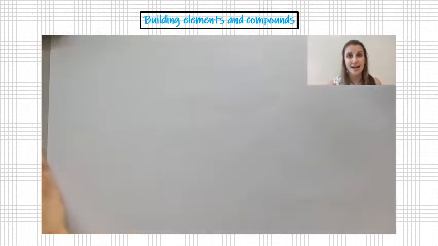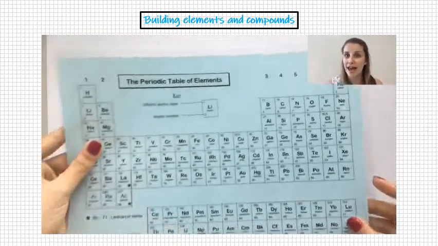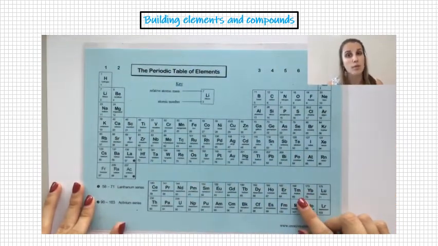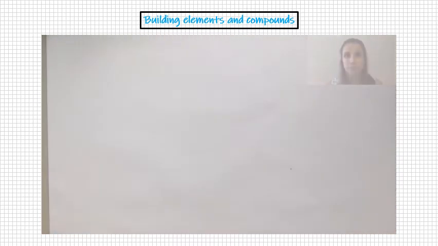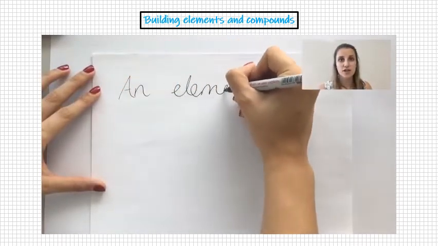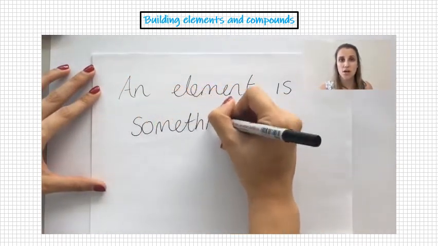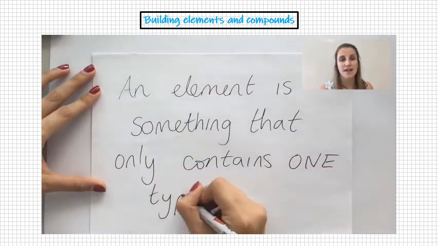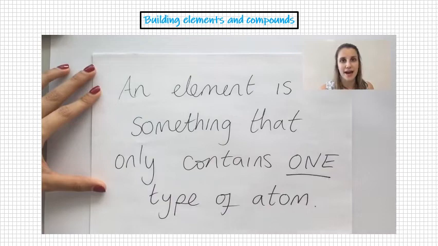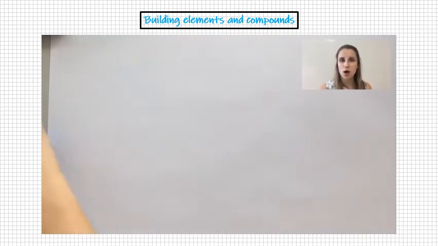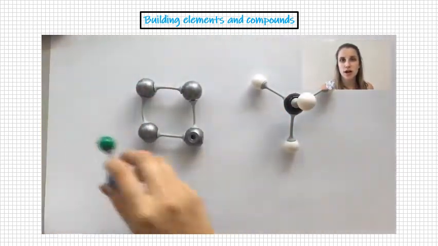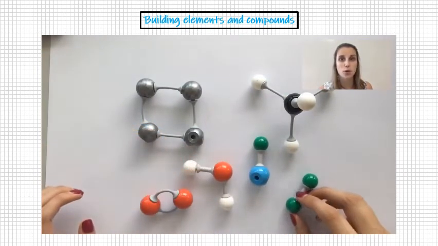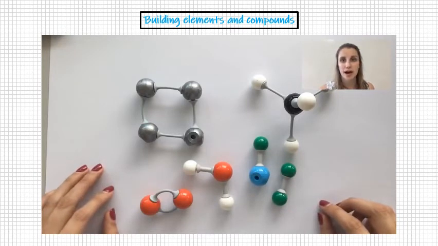Now surprisingly, there are only actually 118 elements that have been discovered so far, and you'll find all of them on your periodic table. An element is defined as something that is only made out of one type of atom. So if it contains any more than one type of atom, then it cannot be classified as an element anymore. Check out these examples. Which ones do you think are elements and which ones are not? Pause the video here, see if you can work it out.